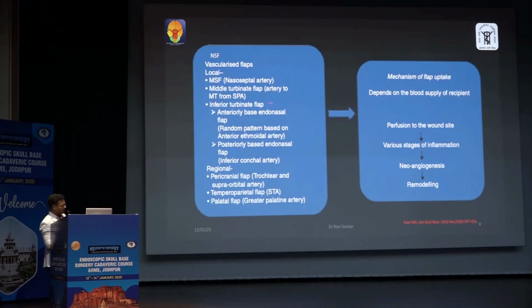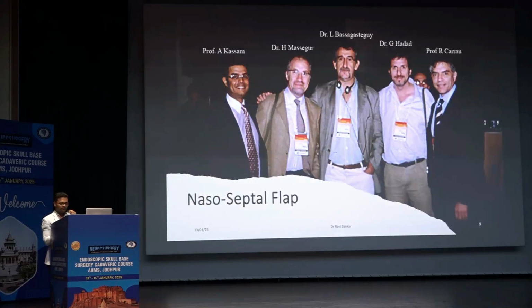So the most common local flap, I'm going to discuss only the local flaps. The most common flap is the nasoseptal flap and the middle turbinate flap, and sometimes we also go for an inferior turbinate flap, and very rarely we use the anteriorly based lateral nasal flaps. Whenever you hear about the nasoseptal flaps, remember these names. They made anterior skull base surgery safer. The Hadad one, called the Hadad-Bassagasteguy flap, is what we routinely use as the nasoseptal flap. The second, the Hadad 2 flap, designed by Caicedo, is the anteriorly based lateral nasal flap, and sometimes we can also use the middle turbinate as well as the inferior turbinate flaps.